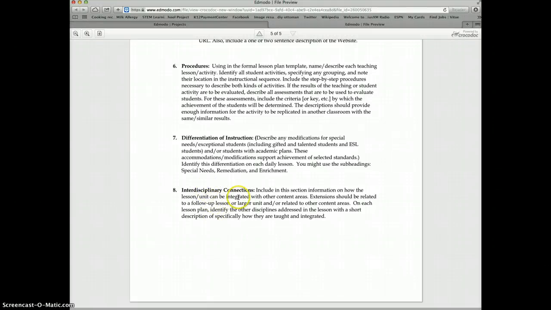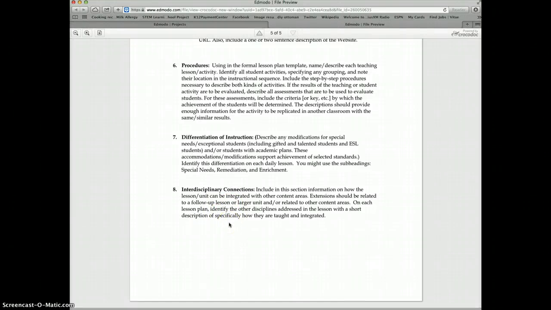And then interdisciplinary connections. So normally within well-written units, there's some sort of integrated curricular going-ons that take place. So for instance, if you're reading during the unit, you would include that. If you're including any kind of history in the unit, if they're doing any kind of math in the unit, all of that would be listed here.